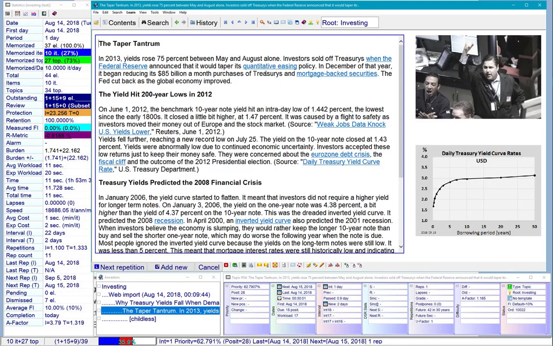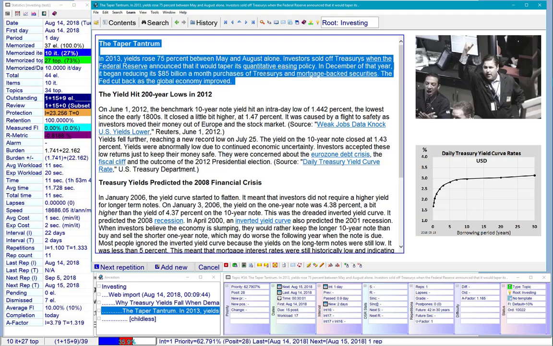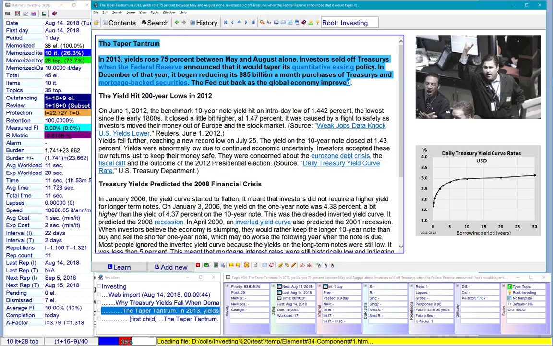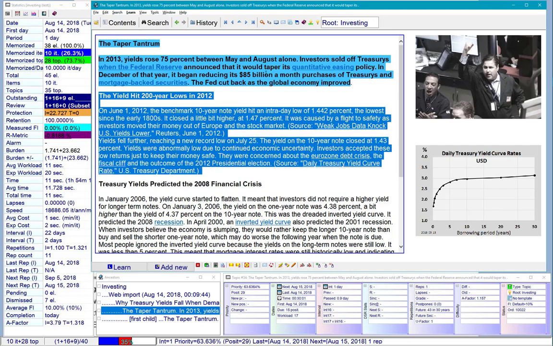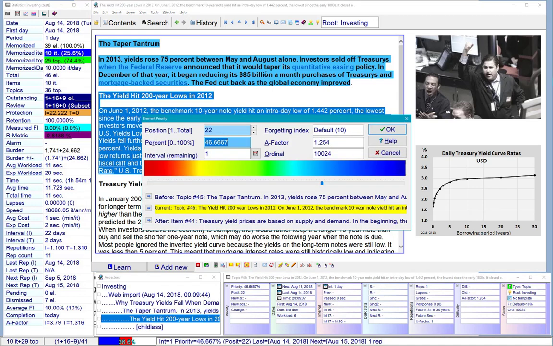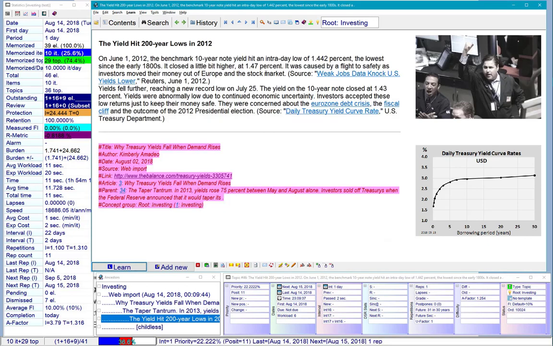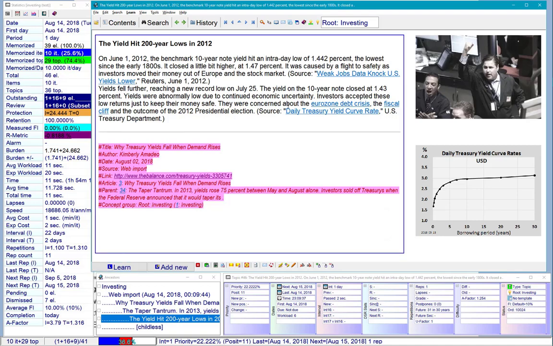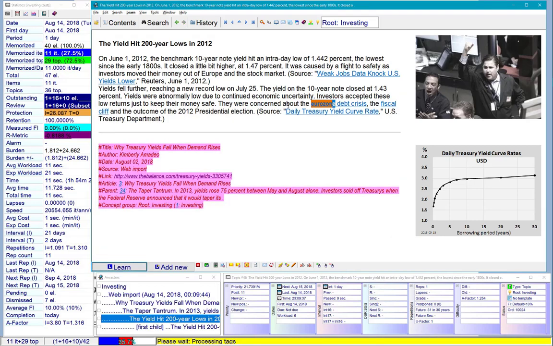The taper tantrum. In 2013, yield rose 74% in May. Investors sold off treasuries when they heard about quantitative easing. Are you kidding me? Too complex. The yield hit 200-year lows in 2012. Okay. We'll read about this tomorrow. It's higher priority, with a fresh mind. Say the concern about the Eurozone crisis, maybe. One item.